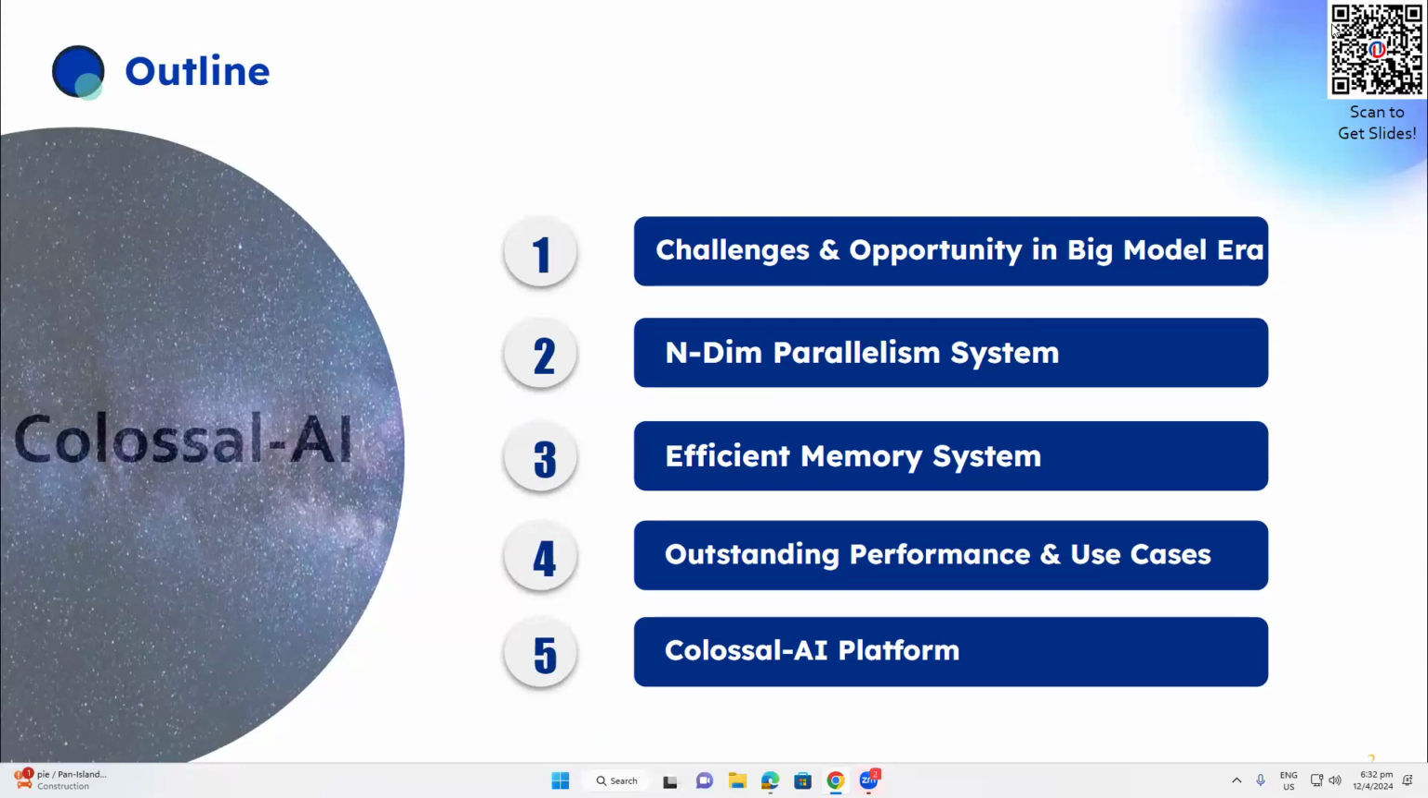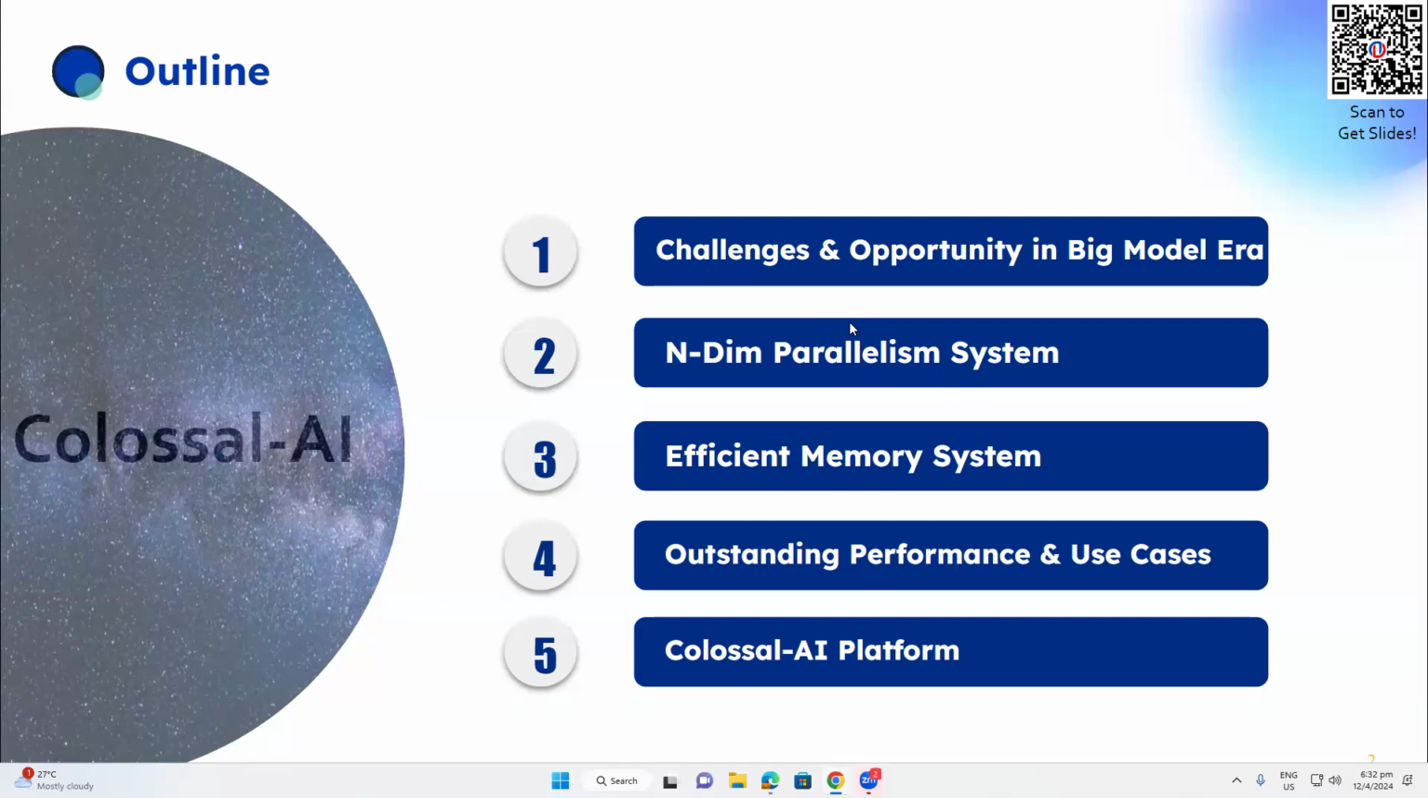So here is the outline for today's topic. Firstly, let me briefly review the challenge and opportunity in the large AI model age. And the second part, let me introduce the key techniques. Actually, it's just n-dimensional parallelism.